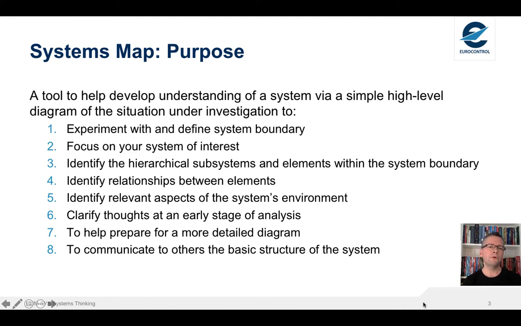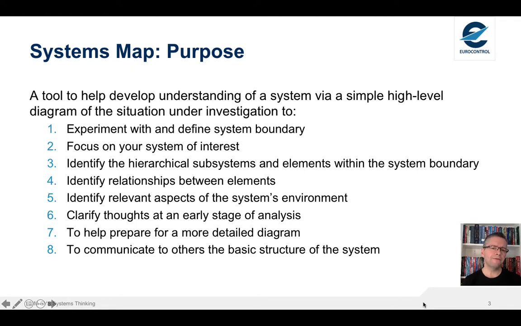They help you to focus on your system of interest and to identify hierarchical subsystems and elements within the system boundary. From that point, you can identify relationships between elements, what naturally clusters together. You can also identify relevant aspects of the system's environment which falls outside of the system boundary.